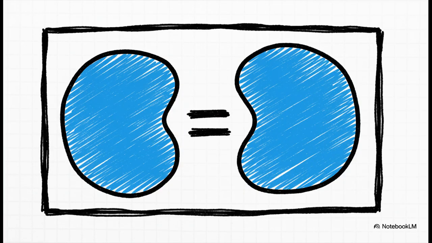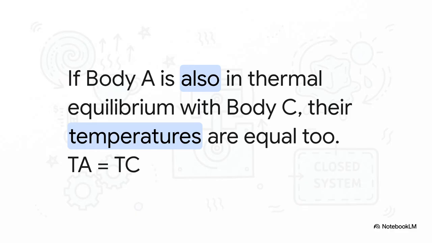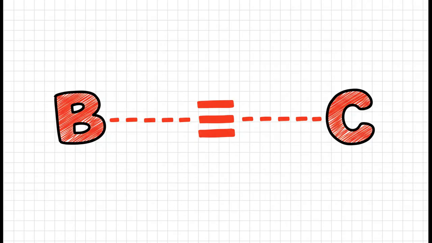Now, let's turn this into a really simple piece of logic. Imagine we've got three objects, A, B, and C. So, step one, if A and B are at the same temperature, and it turns out that A is also at the same temperature as C, then what has to be true? Well, it's inevitable, right? B and C must be at the same temperature as each other.